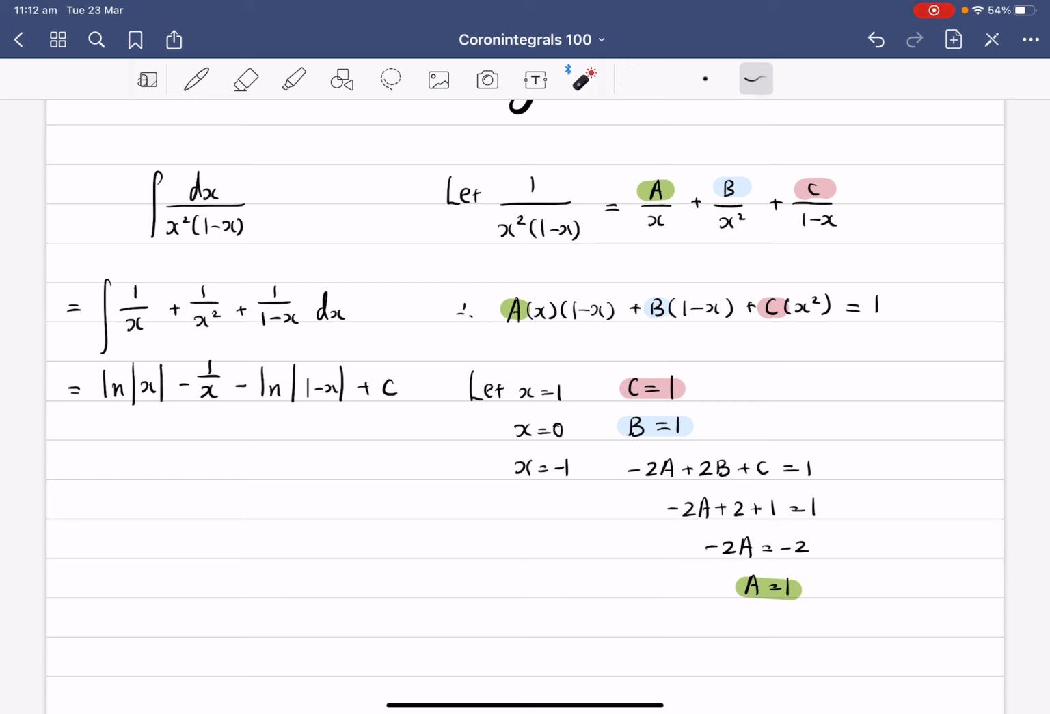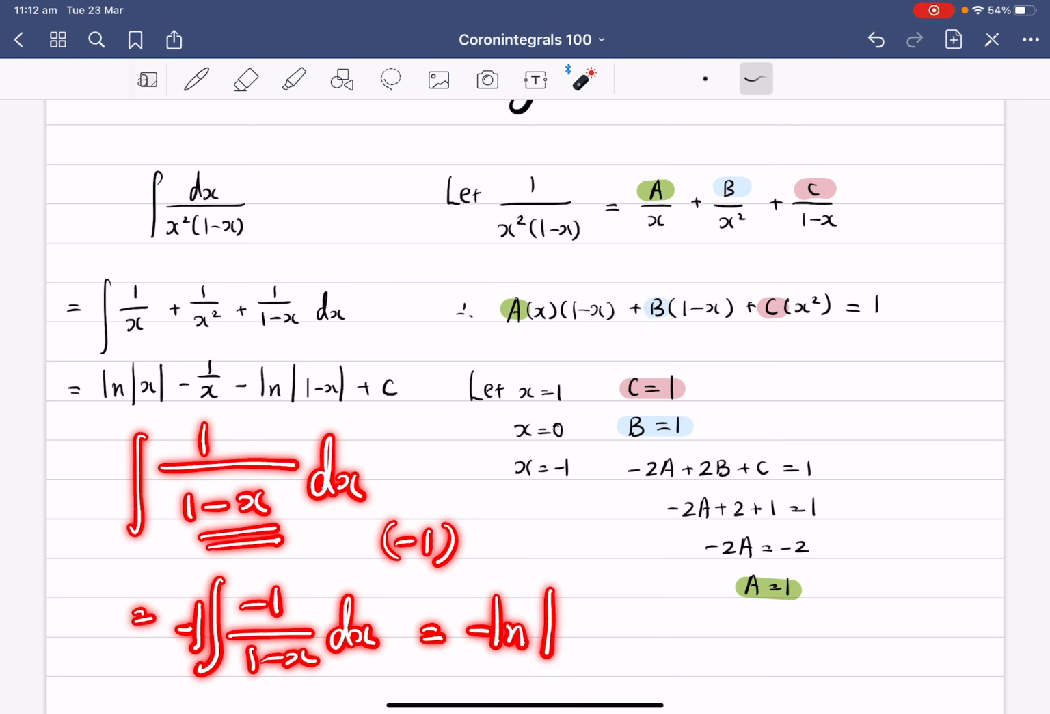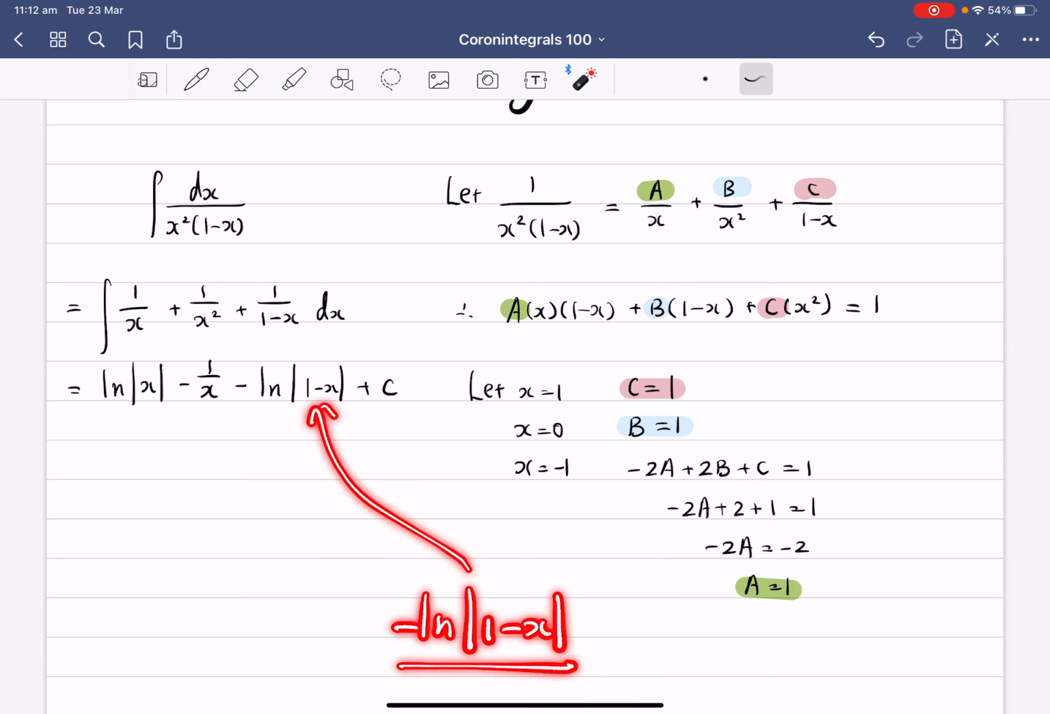Now, the reason you're getting a minus here is if you want to integrate this, the derivative of the denominator is minus 1. So therefore, you need to have a minus 1 on the top and minus 1 outside to balance it. So therefore, you can use the reverse chain rule of the log integration. So that's negative ln absolute value of 1 minus x. Okay, so that becomes the answer there.